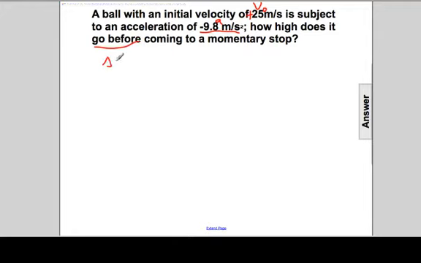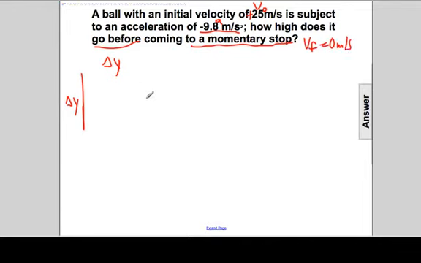What is the vertical displacement it experiences? I'm just going to call this delta y, because now we're dealing with up and down. So we're dealing with the y-axis. If we were dealing with horizontal, we would call it delta x, but we're not there. The question is, how high will it go before coming to a momentary stop? And if it comes to a stop, its final speed would be 0 meters per second.